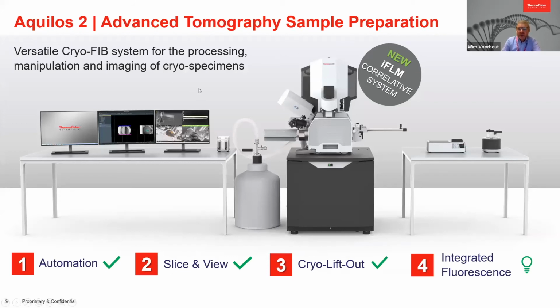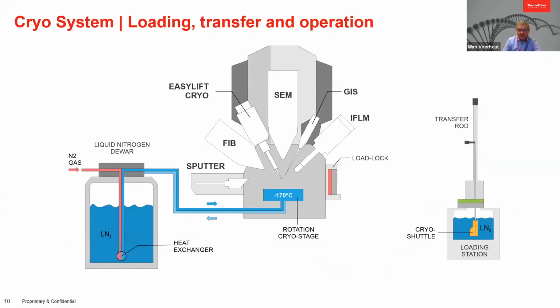So this is our Aqueous 2 system for sample preparation for cryo-electron tomography. This system has a few advantages and unique things, and I will go over them in the next couple of slides. So this is how the system looks schematically.